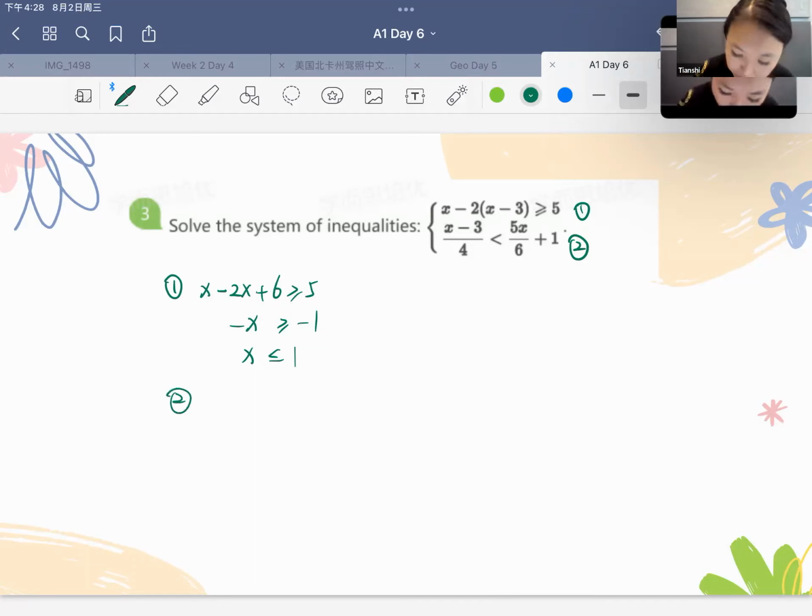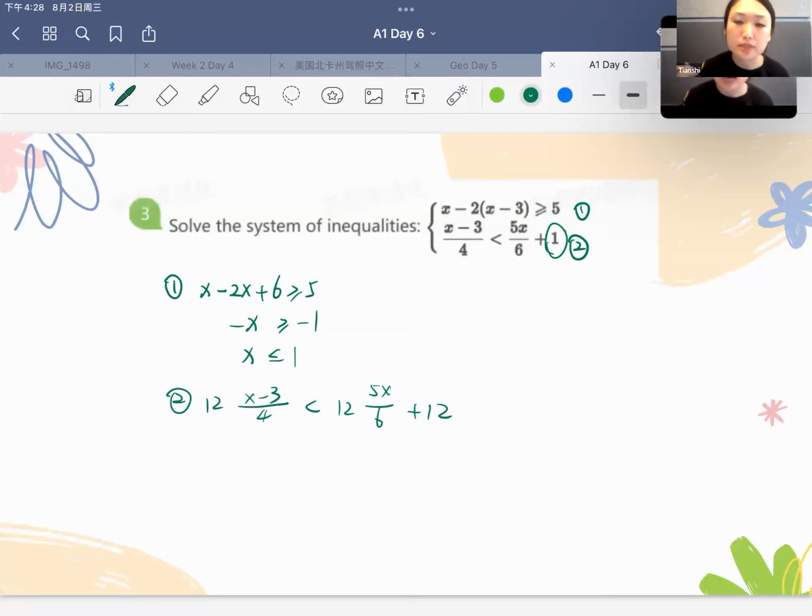And what about the second one? So this is an inequality involving fractions. In order to get rid of the fractions, we can multiply both sides by the least common multiple, which is 12. So we have 12 times this one is smaller than 12 times this one plus 12. So for the number, we also need to multiply by 12. So here we have 3, and x minus 3 is less than 10x plus 12.